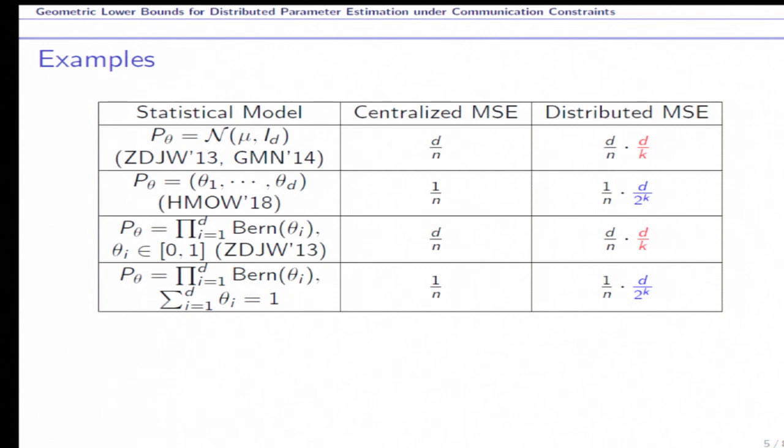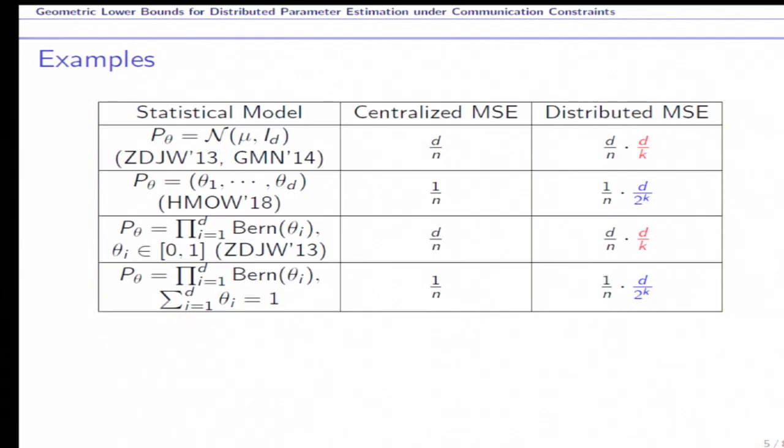Let's also consider another model, discrete distribution estimation, where we'd like to estimate the d-dimensional probability vector theta_1 to theta_d. In this case, the centralized MSE is 1 over n, but the distributed MSE is 1 over n times d over 2 to the k. Both these bounds are tight for the respective models. And we see that here we have different dependence on k. Here it is linear in k, and here it is exponential in k. This is caused by the different nature of the score function.